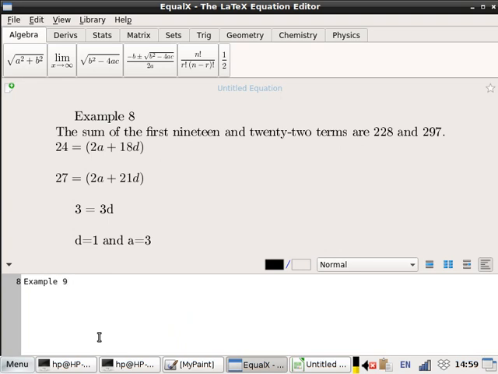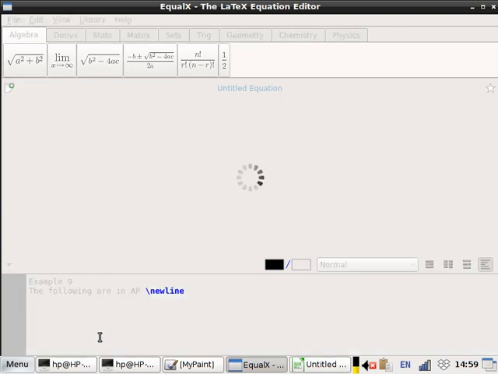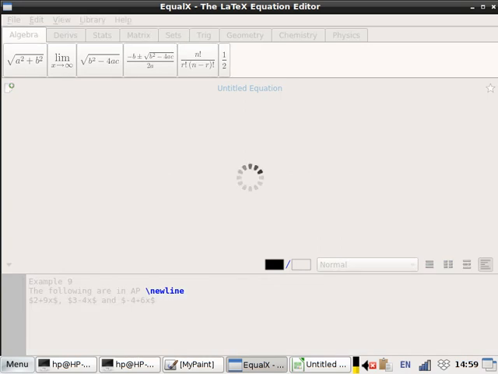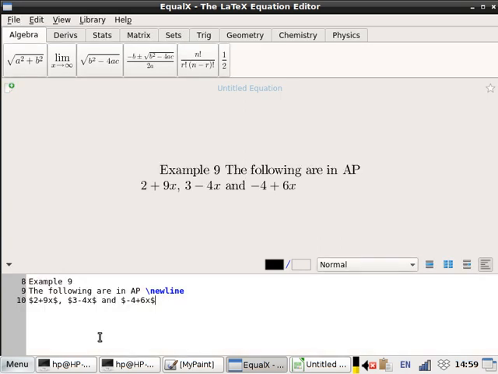Example 9. The following are in arithmetic progression. So, I'm going to give you 3 terms, and the only thing you know about them is that they're arithmetic. So the first term is 2 plus 9x. The second term is 3 minus 4x. And the last term is minus 4 plus 6x. So, you have 3 terms, and they're all arithmetic. So what does that tell me about their relationship? Well, it means that there's a common difference between them. So how can I use that fact to get something useful here? The fact that I know that these are in arithmetic progression.